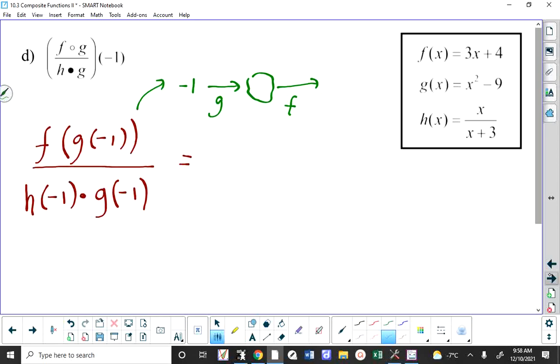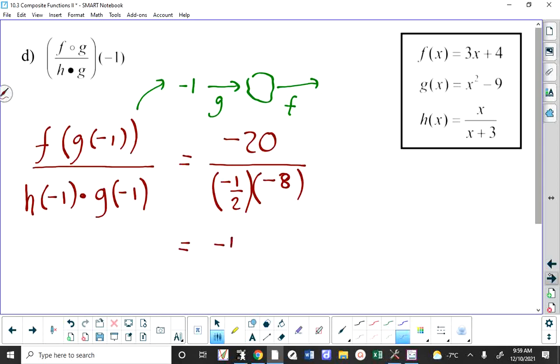Evan, can you tell me what you got for the numerator? In other words, what is f of g of negative 1? I got negative 20 as well. And then h of negative 1 is, correct me if I'm wrong, h of negative 1 is negative 1/2. G of negative 1 is negative 8. Oh, this worked out really good because negative times negative is positive. 8 times 1/2 is 4. We have negative 20 over 4, which by my ciphering gives me negative 5.